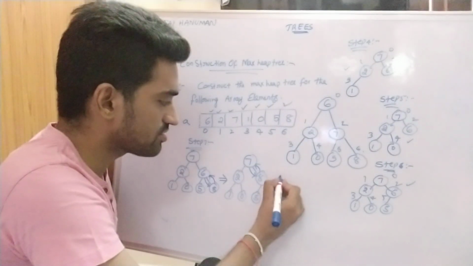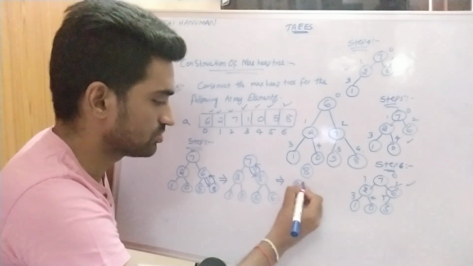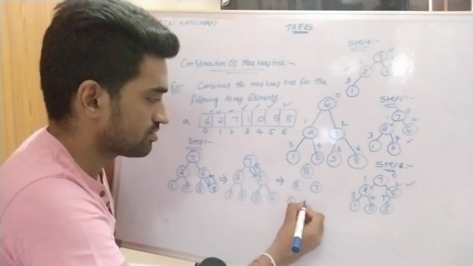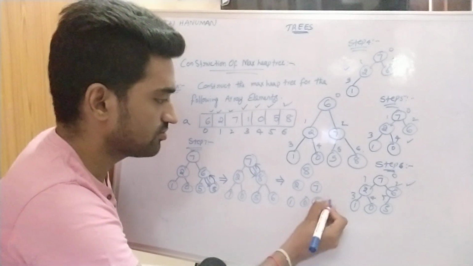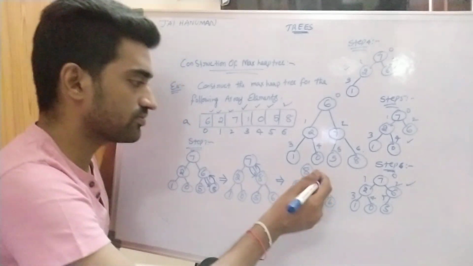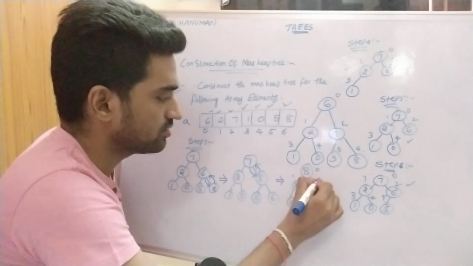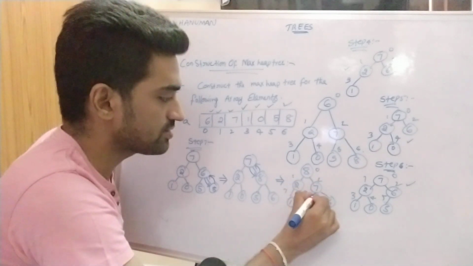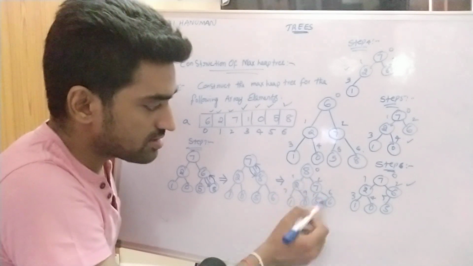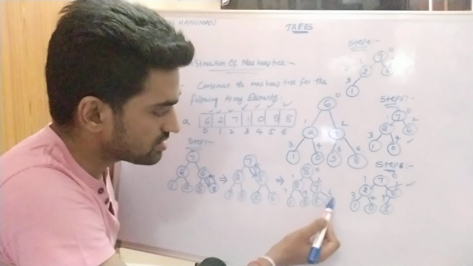Now the tree becomes 8, 2, 7, 1, 0, 5, 6. Again we check whether the tree satisfies the max heap tree property or not. 0, 1, 2, 3, 4, 5, 6 are the indexes, right? So here this tree satisfies all the max heap tree properties. The root node is always greater than its children, right?